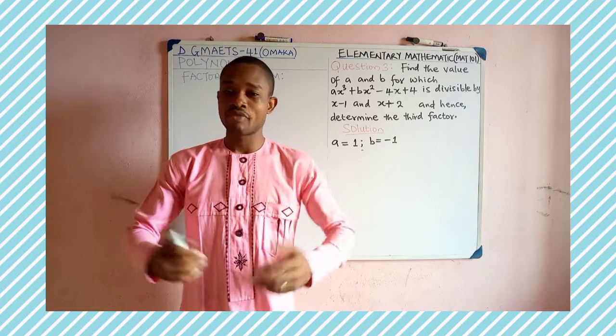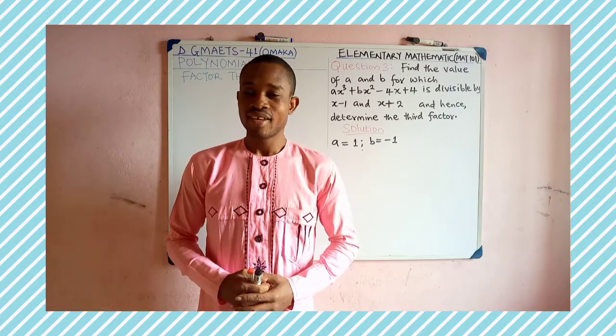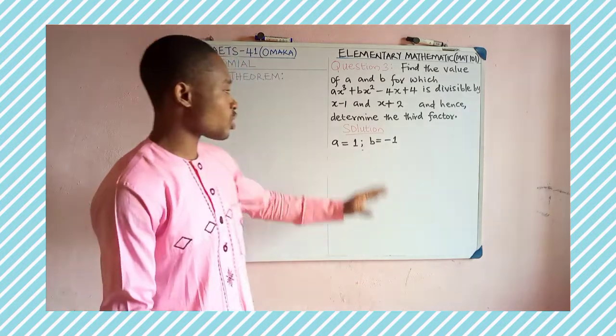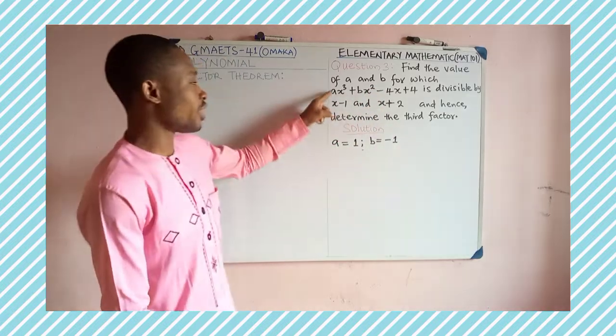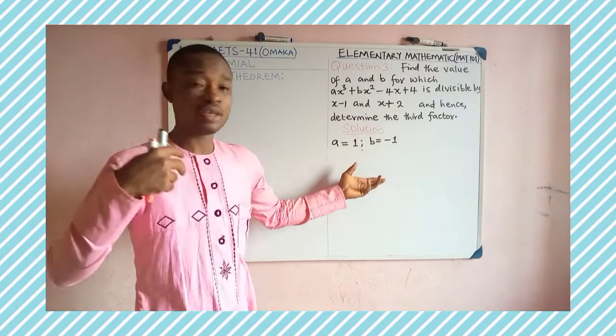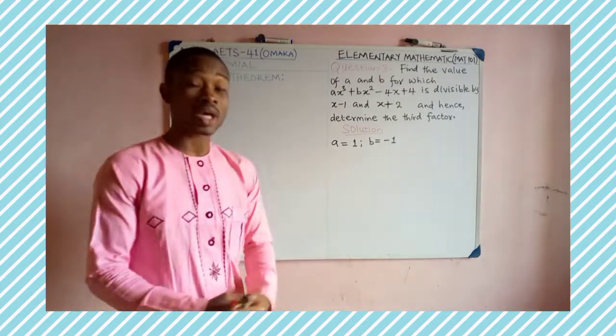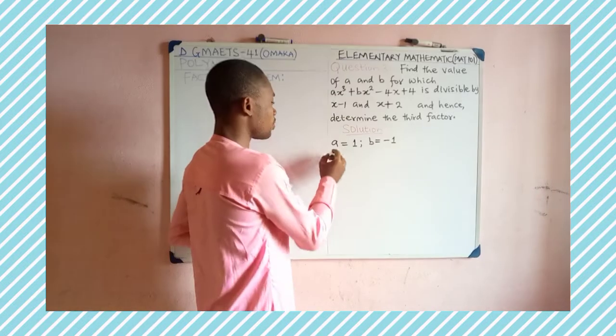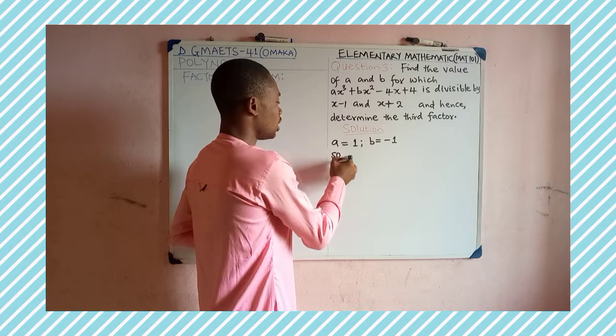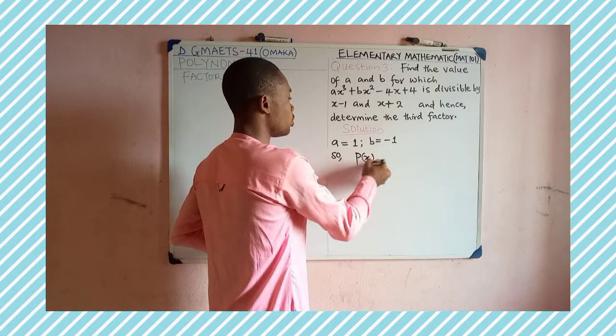You are welcome from the short break. This time around, I want to obtain the third factor of this polynomial, being that we've obtained the value of A and the value of B previously. Before the short break, the value of A is 1, the value of B is what? Minus 1. So from here, it means that P of x, the polynomial, is that okay?